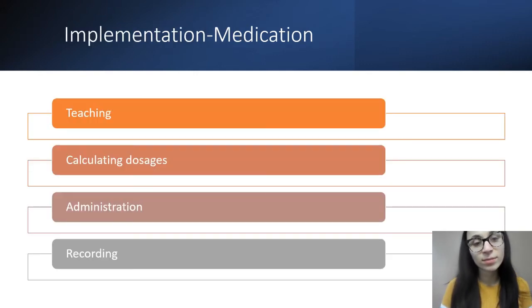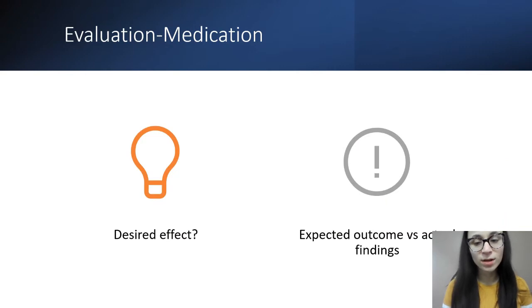The next one is implementation. So implementation in regards to the medication includes a few factors. Number one, teaching. You want to teach the family members and the patients about the medication before giving it. Number two, we also have the calculating of the dosing. A lot of medications you have to calculate the dosing. Of course, we have the administration of the medication and then the recording. The recording is documenting.